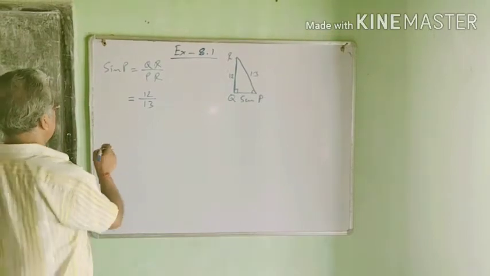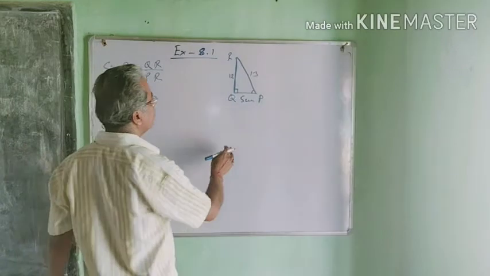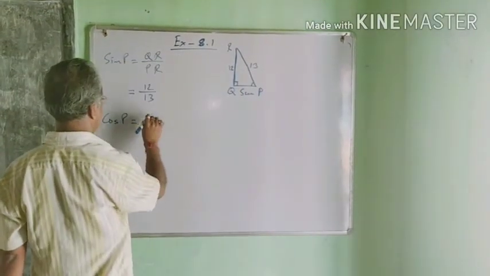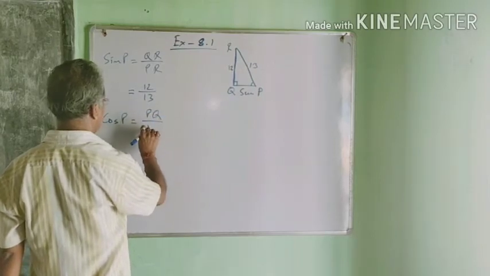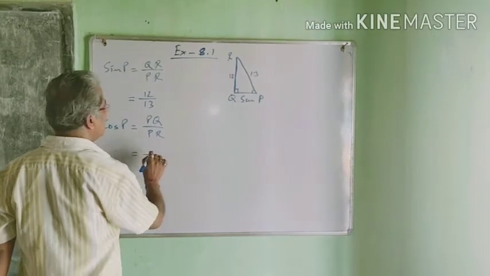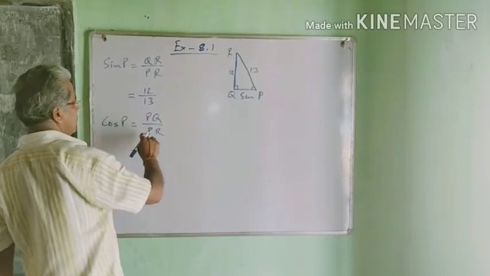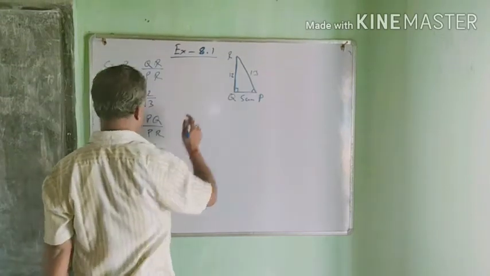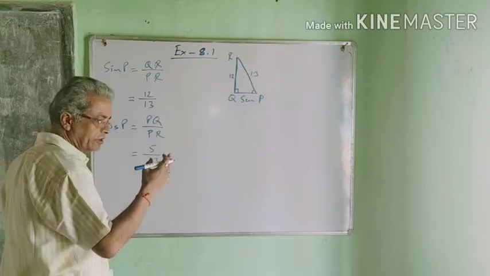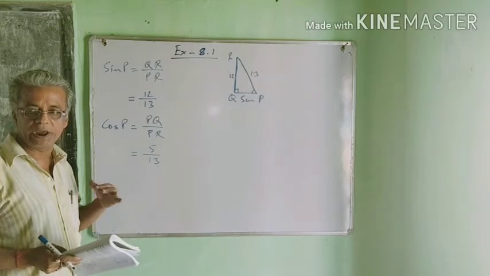Then cos P. Base is to hypotenuse, so PQ is to PR. PQ is given 5 and PR already found out 13. It is centimeter, it is also centimeter, centimeter cancelled. So in trigonometric ratio there cannot be any unit.